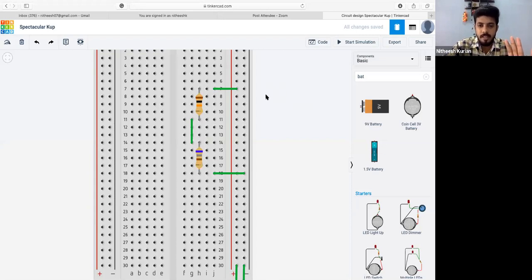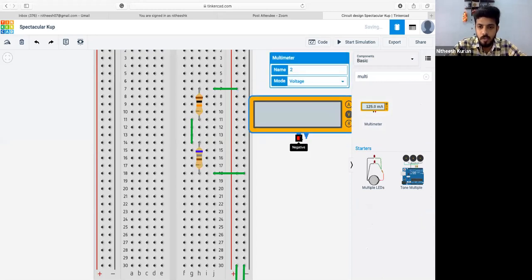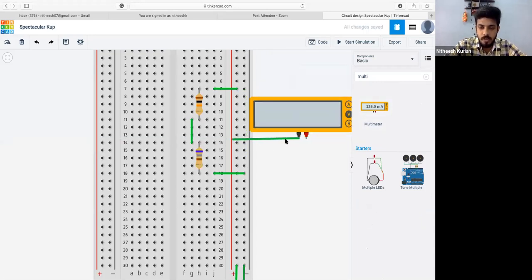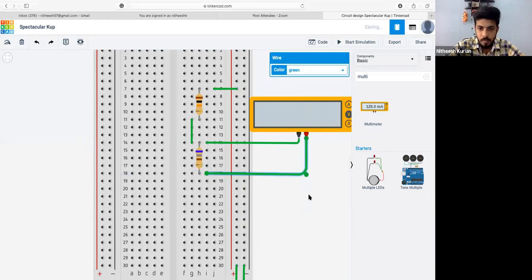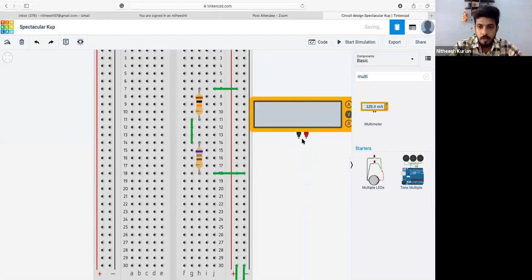Okay, guys, please listen to the Tinkercad circuit. I will take a multimeter and place it over here. First, we'll check the voltage across 680 ohm. So this is the 680 ohm resistor. Sorry, the negative and positive are changed. So this is the positive terminal, and the positive terminal should be connected to the top.